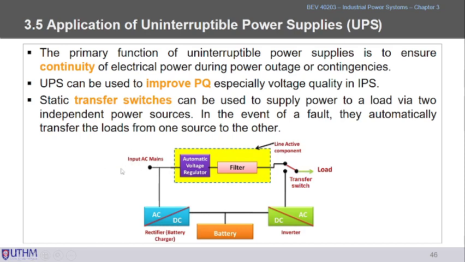So you have the input AC mains, then of course you will have the AVR and the filtrations. This is the transfer switch. This is going to our loads, and this is from our UPS. So this is our UPS system. It consists of the rectifier, the battery, and the inverter. So once we have an outage from our mains, this switch will automatically switch to the inverter here. Yes? It will switch to the UPS.